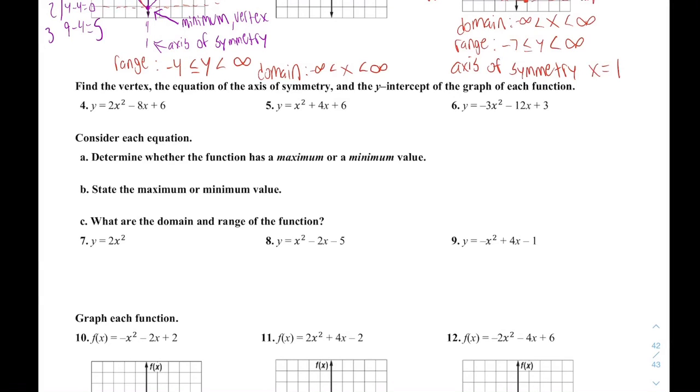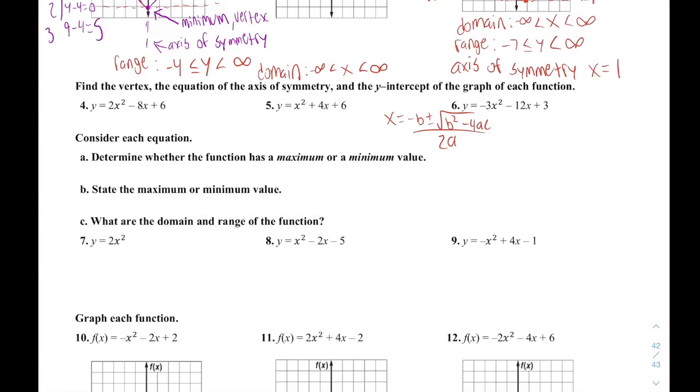For the vertex goes through the axis of symmetry, and it's about time that I tell you that there's actually a formula to find the axis of symmetry. This formula comes from the quadratic formula. In the quadratic formula, we have x equals negative b plus or minus the square root of b squared minus 4ac divided by 2a.